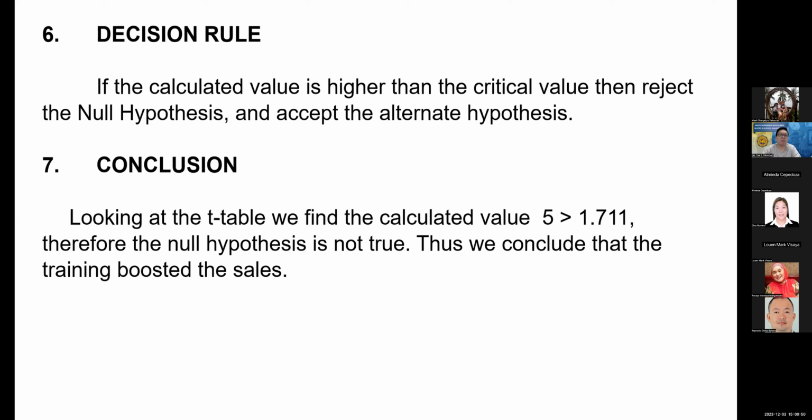So the conclusion, therefore, looking at the t table, we find the calculated value 5 is more than 1.711. Therefore, the null hypothesis is not true. Thus, we conclude that the training boosted the sales. Thank you. Yes.